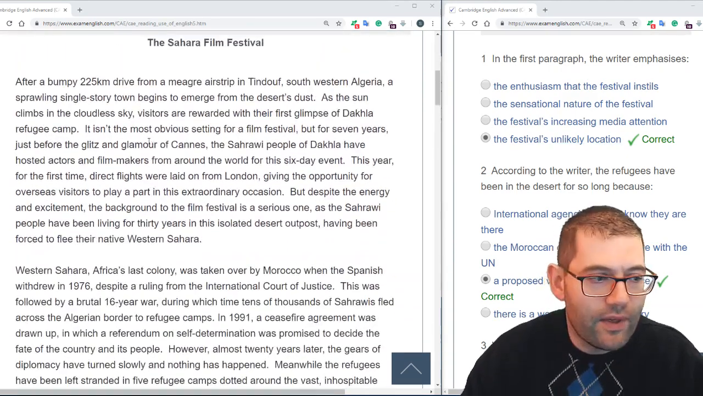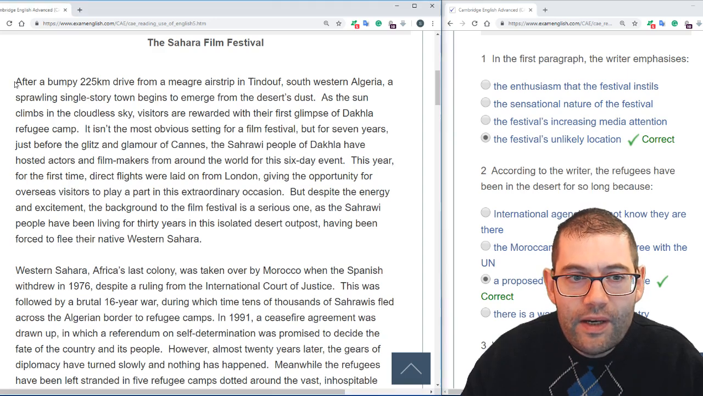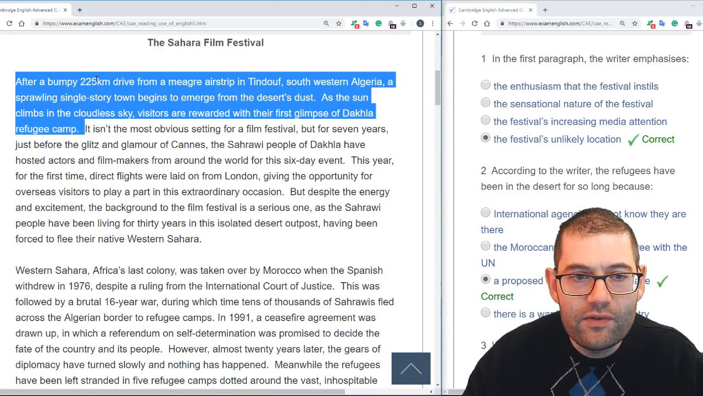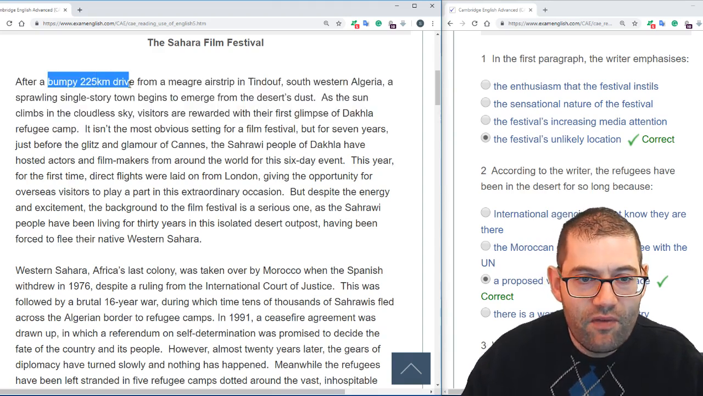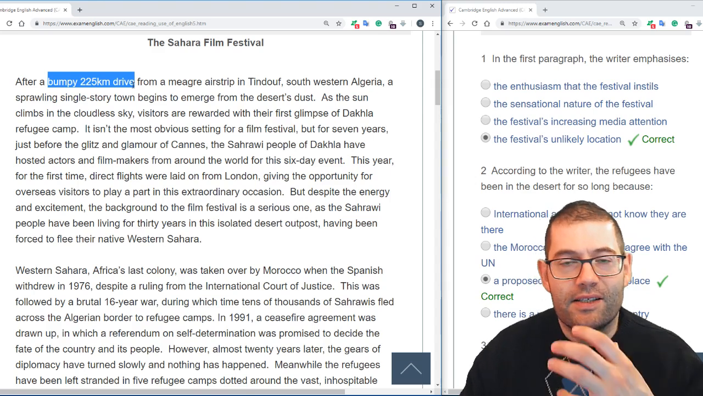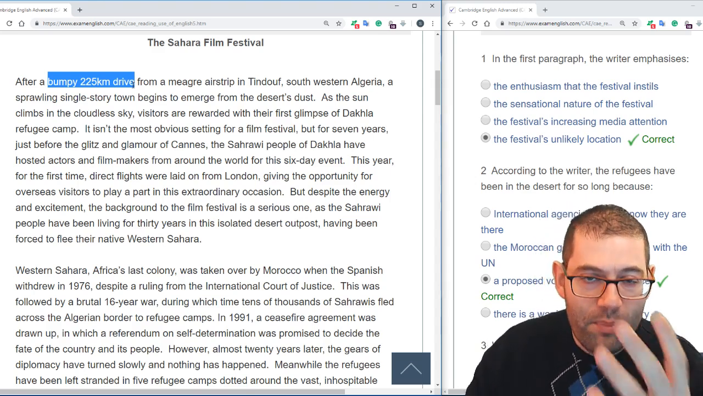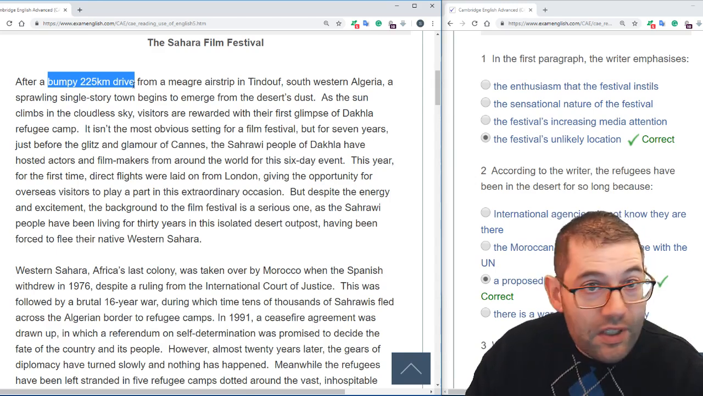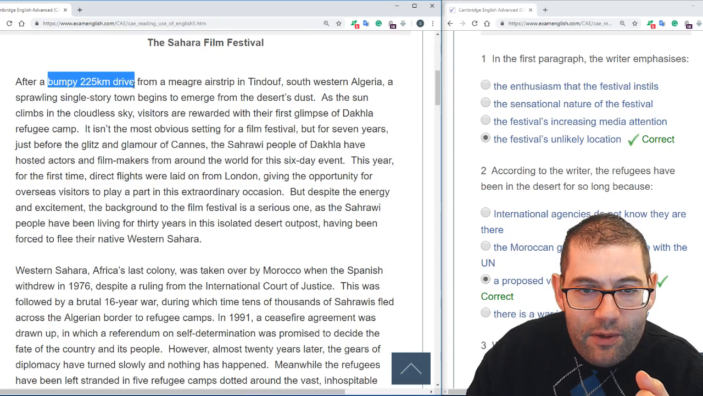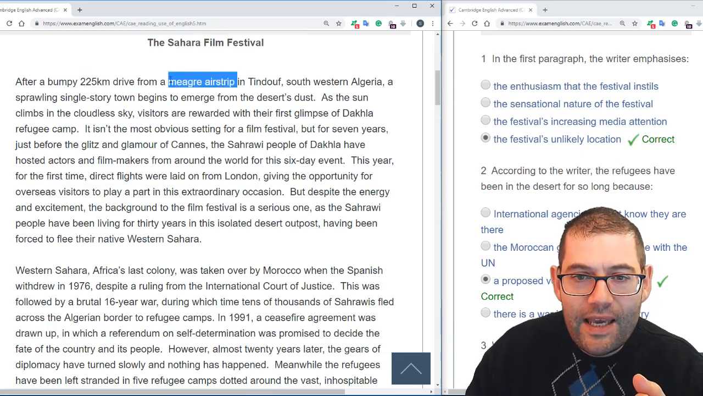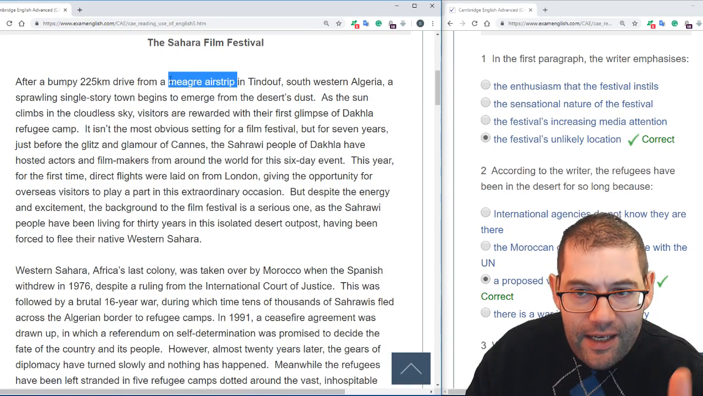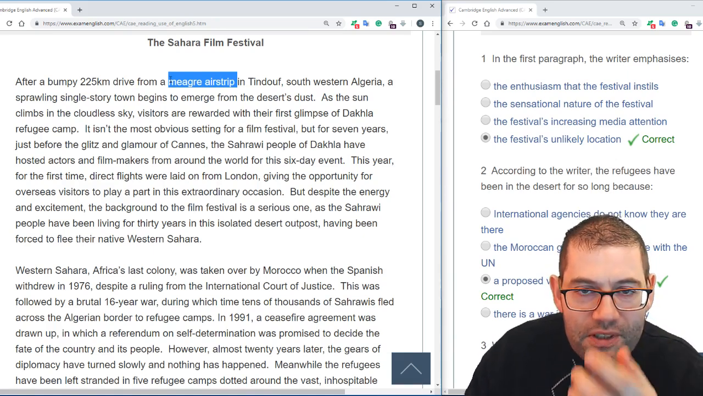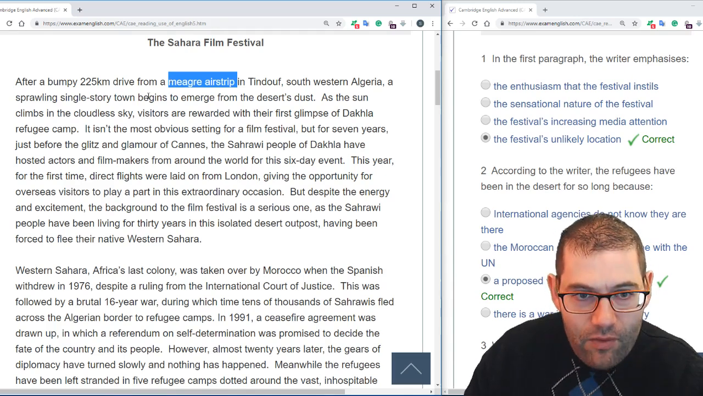So where is my vocabulary for this? Well, it's really at the beginning, and it's through the choice of vocabulary. First of all, a bumpy 225-kilometer drive suggests that you're going to a place which is not a typical place, because otherwise it wouldn't be bumpy. It would be wonderful asphalt, and it would be really, really quick. Meagre airstrip suggests an unlikely destination, a small airstrip suggesting an unimportant airport, suggesting middle of nowhere.